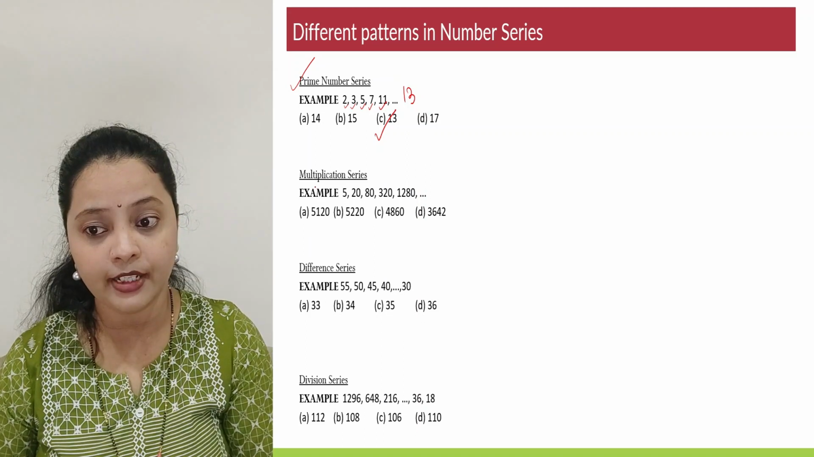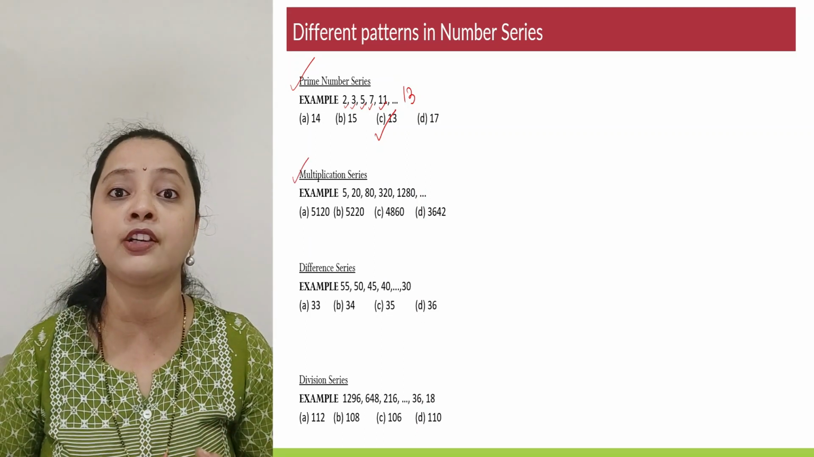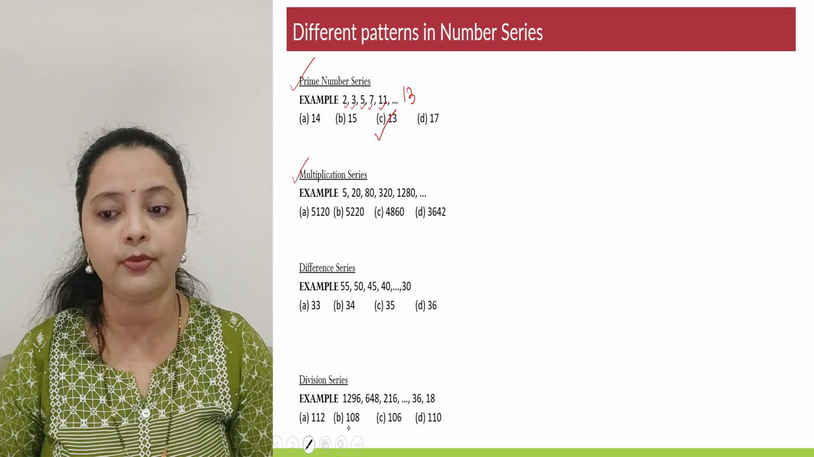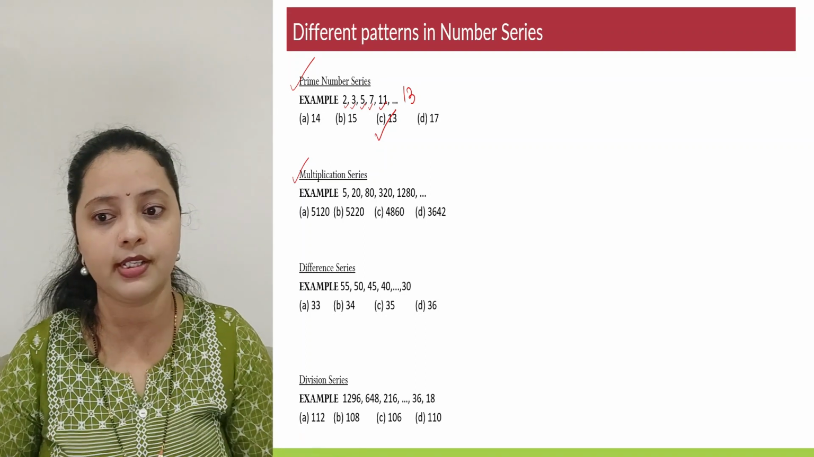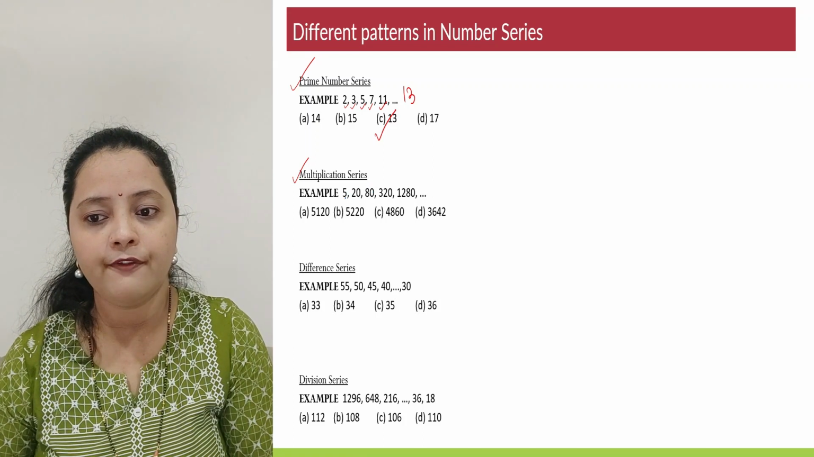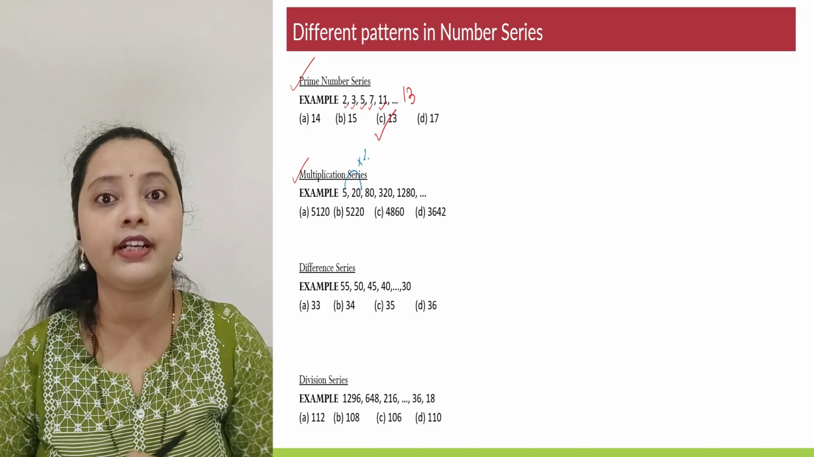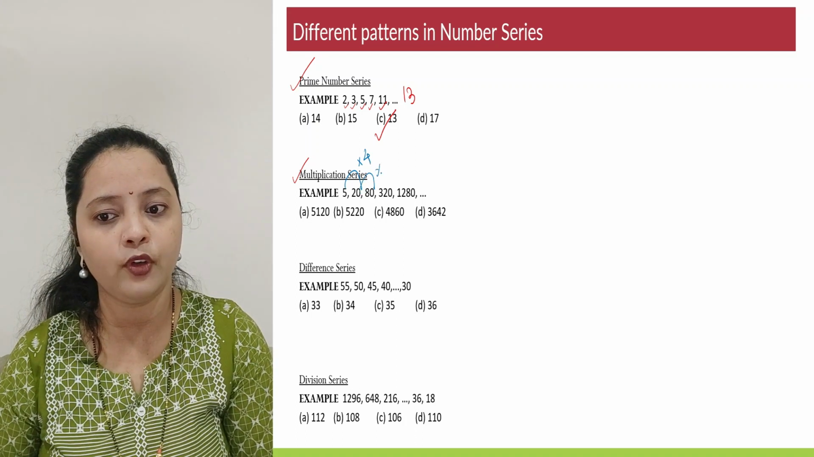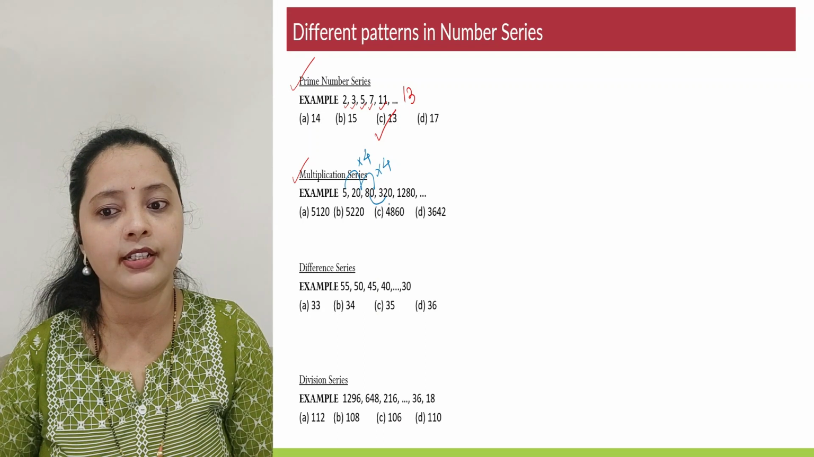The second type that could come up is the multiplication series. There is some product based relationship between the numbers that they have given. So what is that? Now 5 and 20, how can I relate? 5 into 4 gives us 20. Now again, 20 into 4 is 80, and 80 into 4 is 320.